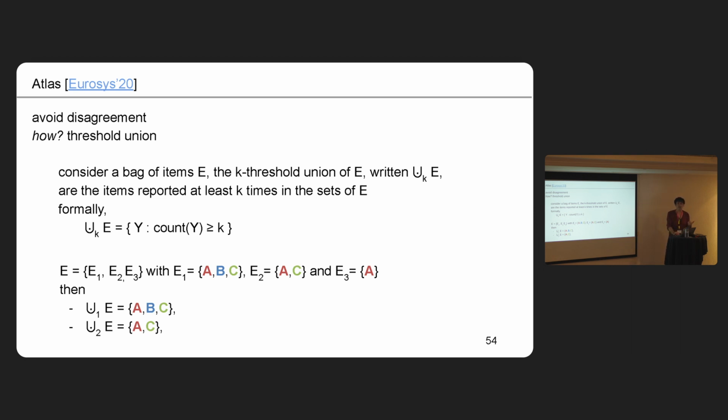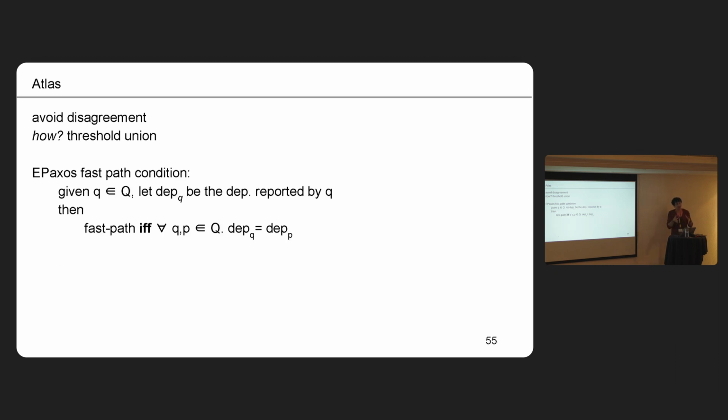Okay, how can we use this threshold union operator? We are going to change the fast path in Egalitarian Paxos. In Egalitarian Paxos, we have a condition to say that spontaneous agreement occurs. The condition is that in the fast path quorum, everybody agrees on the same dependency. We take the fast path only if for any two replicas in the fast path quorum, they report the same dependencies. Okay, this is the condition.